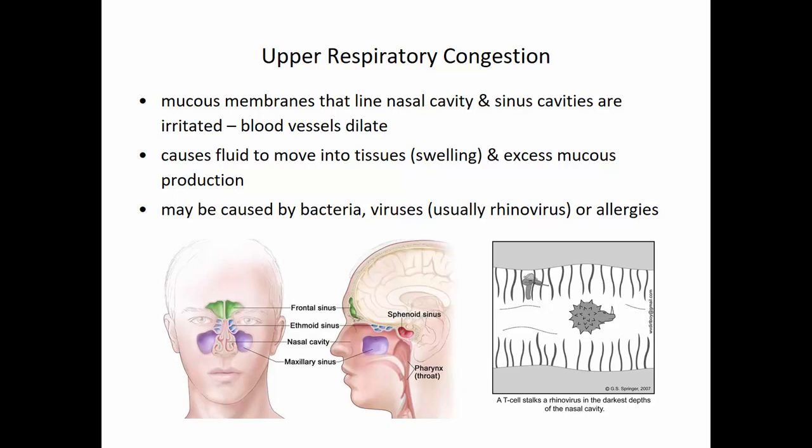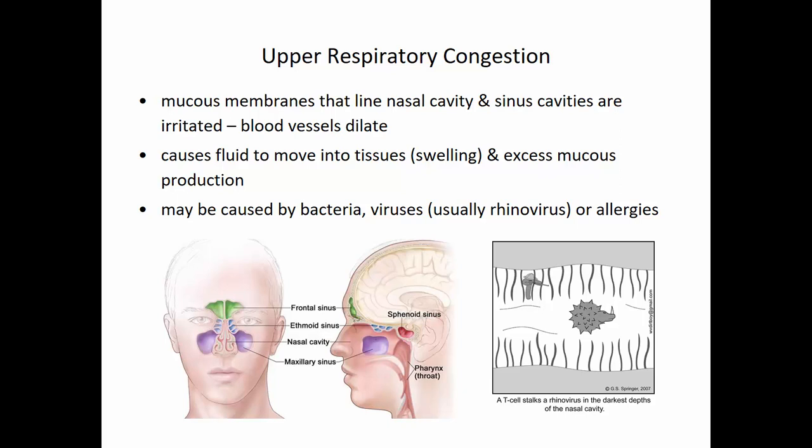So if we look at upper respiratory congestion, so a stuffy nose, stuffy nasal cavity, stuffy sinuses, this is caused by irritated mucous membranes that line these cavities. And so when they're irritated, the blood vessels dilate. We get that inflammation that occurs. Blood vessels dilate and fluid leaks into the surrounding tissues. And that causes swelling of those tissues.